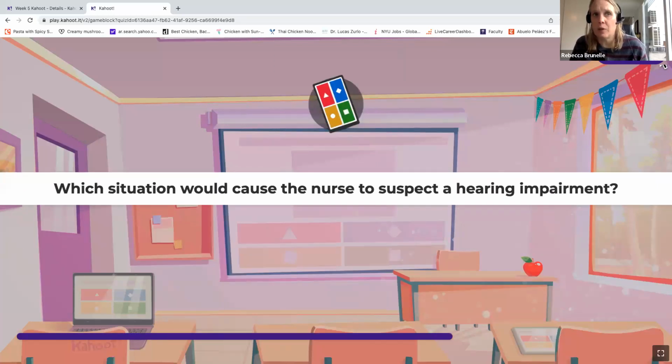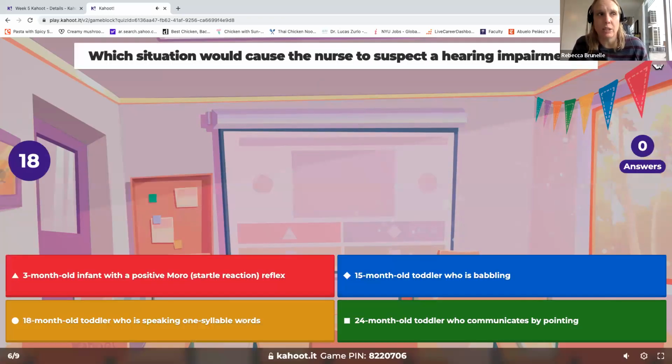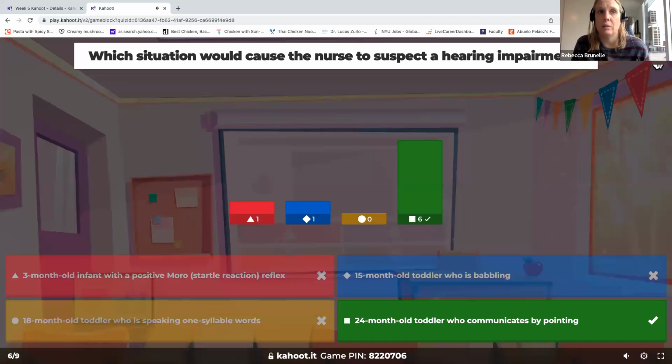So which situation would cause the nurse to suspect a hearing impairment? A 3-month-old infant with a positive Moro reflex, an 18-month-old toddler who's speaking in one syllable words, a 15-month-old toddler who's babbling, or a 24-month-old toddler who communicates by pointing? So good. Yeah, the one that's going to be concerning is the 2-year-old that's not talking. The other ones are all going to be normal findings, but by the time you're 2, you should be speaking in 2-word sentences, me, go, etc. So if you're just pointing to communicate, that's a problem.